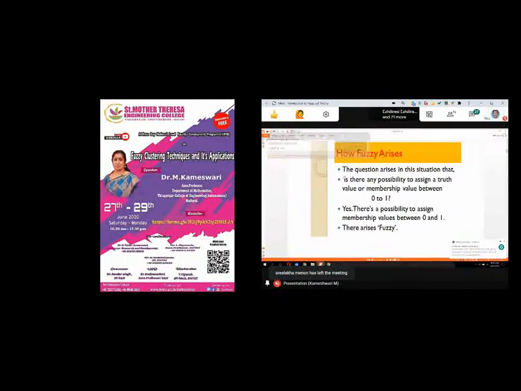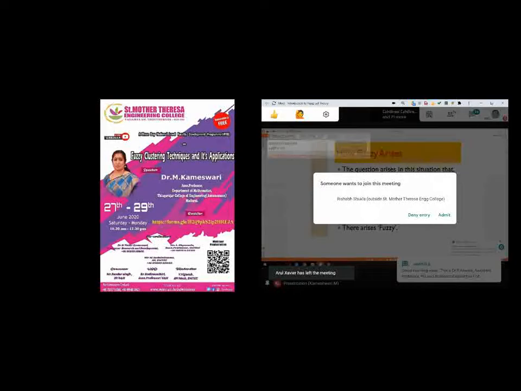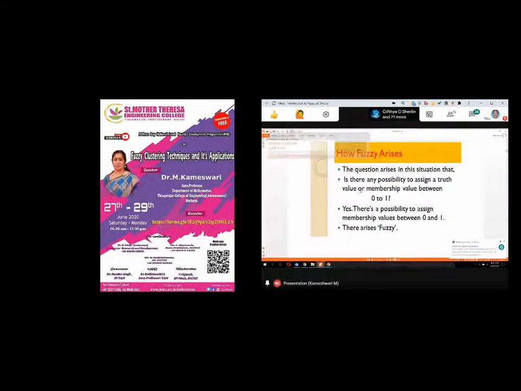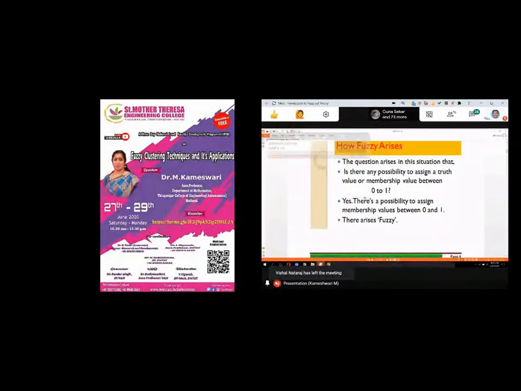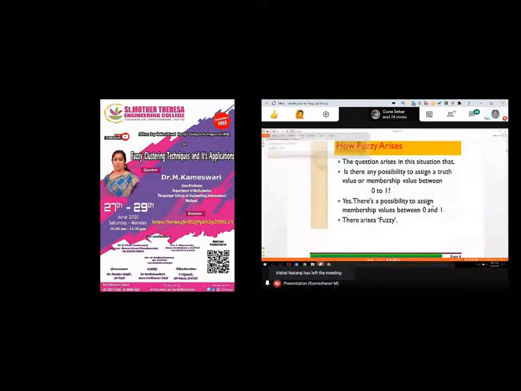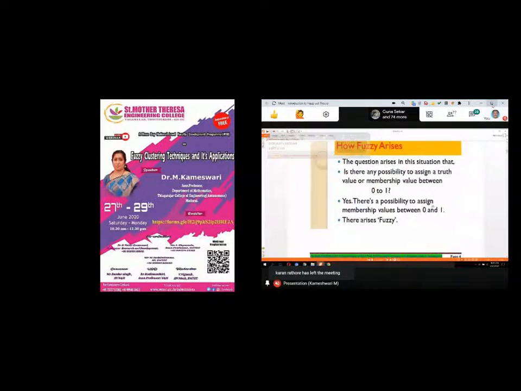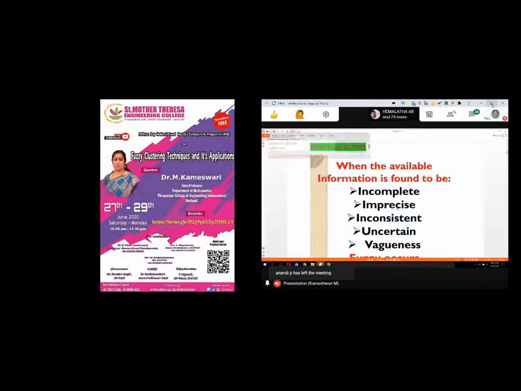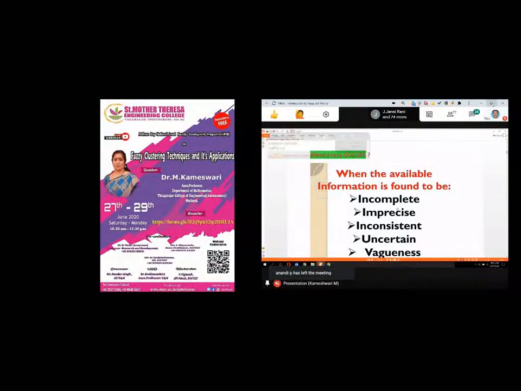How does fuzzy arise? The question arises in this situation: is there any possibility to assign a truth value or a membership value between 0 to 1? Yes, there is a possibility to assign a membership value between 0 to 1, and that gives rise to fuzzy. Now we are going to look at the reasons for the evolution of fuzzy logic or fuzzy set.